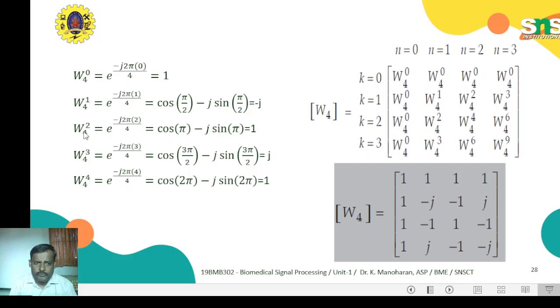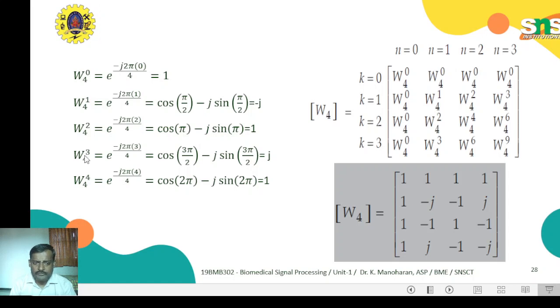Look at W4 of 2. This is e power minus j 2 pi by 4 into 2. So 2 into 2 will be 4, and 4 will be cancelled. You get only e power minus j pi, which is equal to cos pi minus j sin pi. So theta is equal to pi here. Cos pi value will be minus 1 and sin pi value will be 0, so you get the final answer as minus 1.